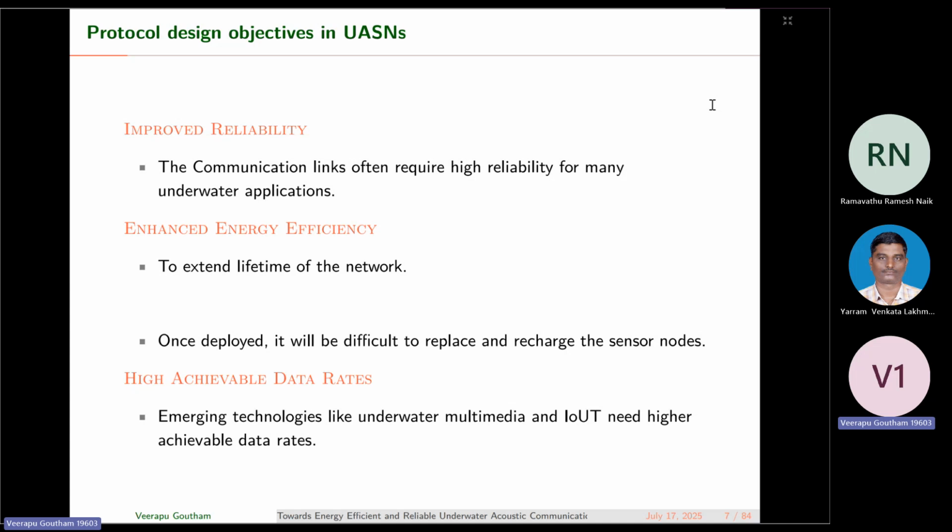Then there is underwater multimedia, underwater Internet of Things coming. These applications require high data rates. We need to improve the data rate. These are our protocol design objectives. My aim is to improve the data rate for some applications, improve the reliability, and improve the energy efficiency.